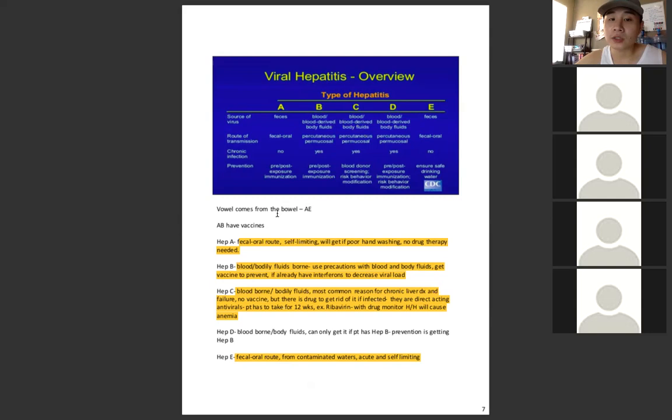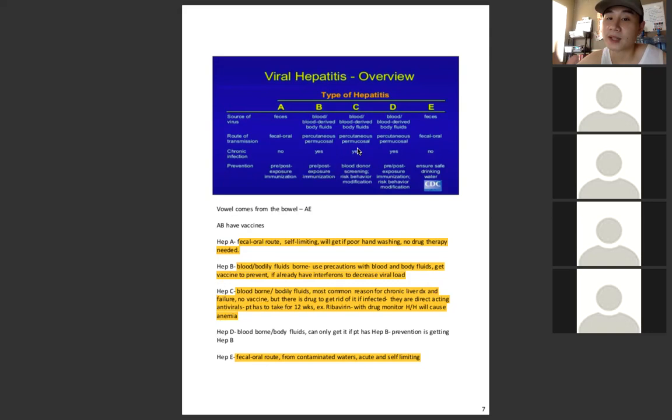It is very important for us to know how these hepatitis types get transmitted. Before anything, we know that A and B have the vaccine. So please learn that for hepatitis A and hepatitis B, we have the vaccine. However, we do not have the vaccine for hepatitis C. There are treatments for hepatitis C, but there's no vaccine. We only have the vaccine for hepatitis A and B.